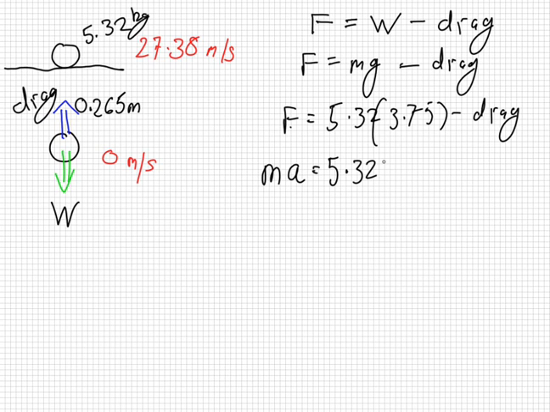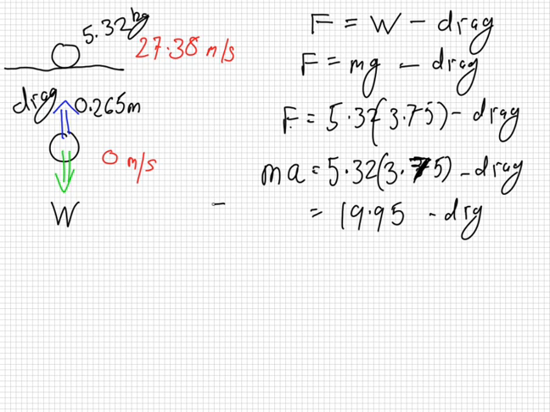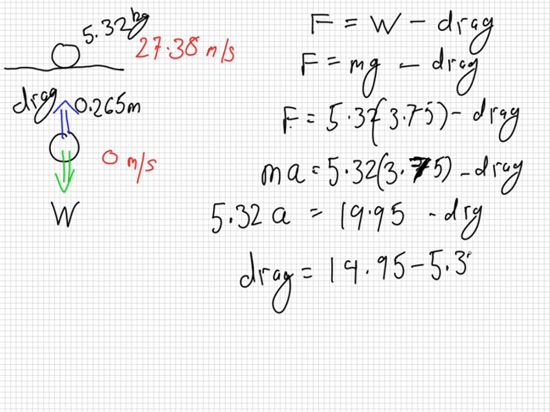Can someone just tell me what that 5.32 multiplied by 3.75 is? Thank you. Minus drag, and the m is 5.32a. So in fact you can get the drag, our answer is 19.95 minus 5.32a. So we just need to get the a. Now be careful, that a is the a when it hits the ground, not the gravity a.